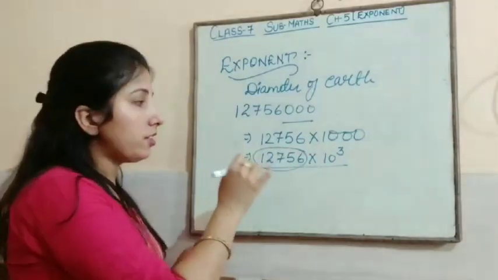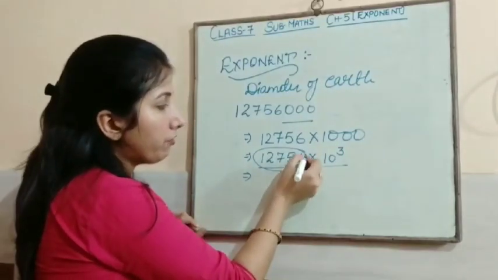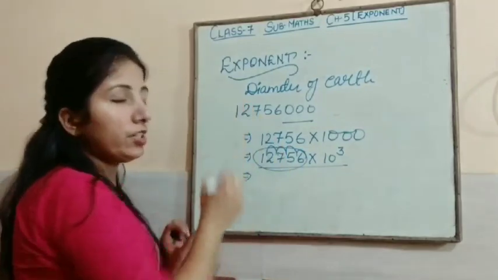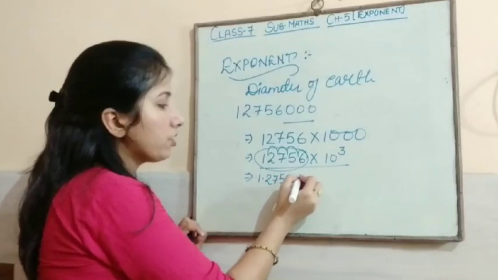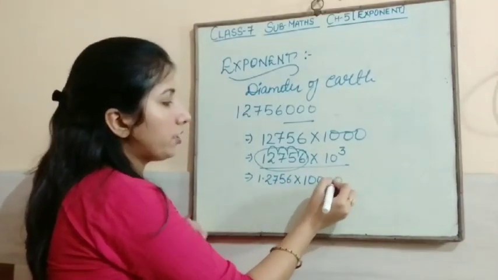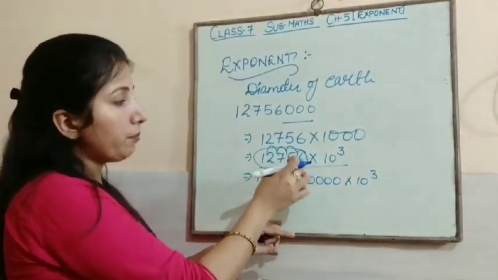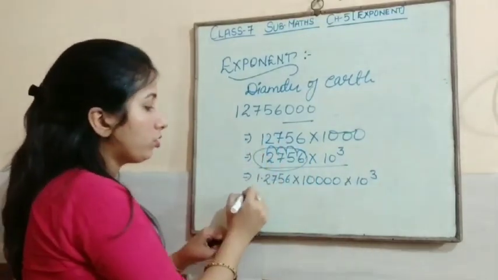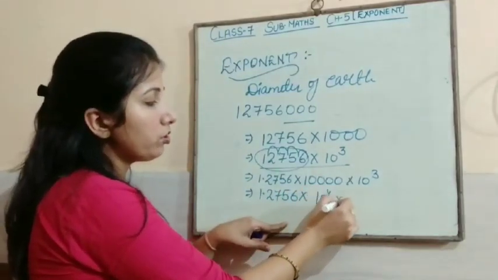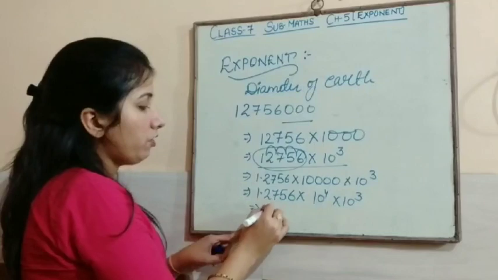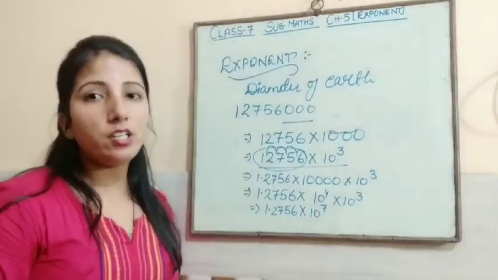This is also not standard exponential form, this is also a large number. We have to make it shorter. So to make it shorter, what will you do? From here you will count 1, 2, 3 and 4. By how many places has the decimal shifted? By 4 places. So we can write this as 1.2756 into 10,000. 10,000 came because we shifted the decimal by 4 places. So this will be 1.2756, and we can write this as 10 raised to the power 4 into 10 raised to the power 3. This will be 1.2756 into 10 raised to the power 7. Now how did this 7 come? I will tell you in the laws of exponents.